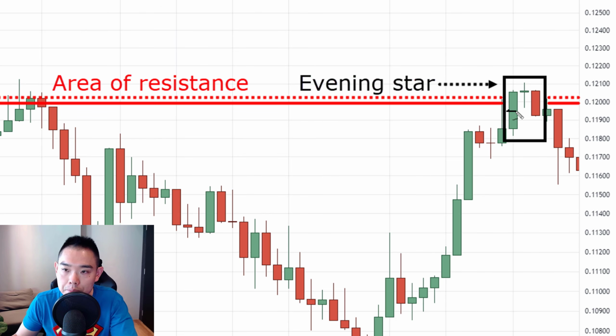So it has to close below this line. In this case, it closed over here, which is below this line. So this is where the evening star pattern is concluded. We call this an evening star pattern. Again, this has a bearish annotation to it, and in this case, the market has a slight dip down lower.